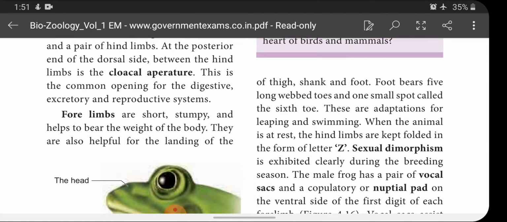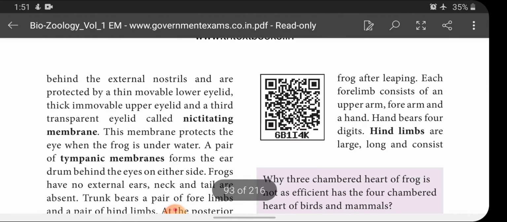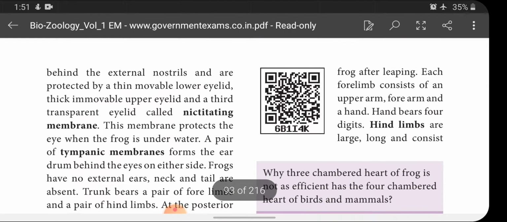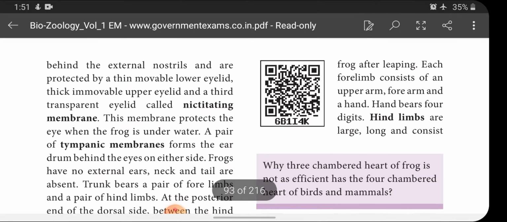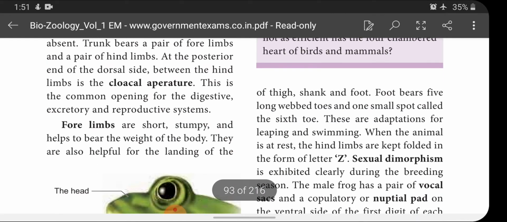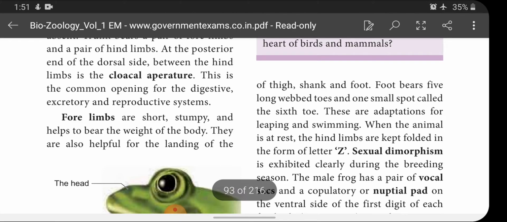Forelimbs are short, stumpy and help to bear the weight of the body. They are also helpful for the landing of the frog after leaping, and each forelimb consists of an upper arm, forearm and hand. Hand bears 4 digits. Hind limbs are large, long and consist of thigh, shank and foot. Foot bears 5 long webbed toes and one small spot called the sixth toe.